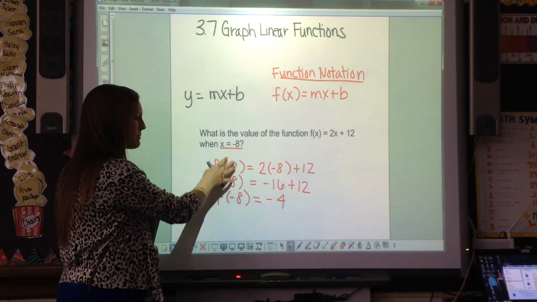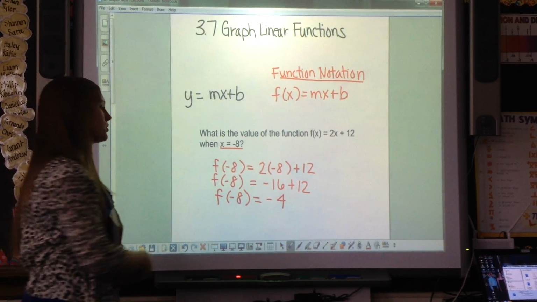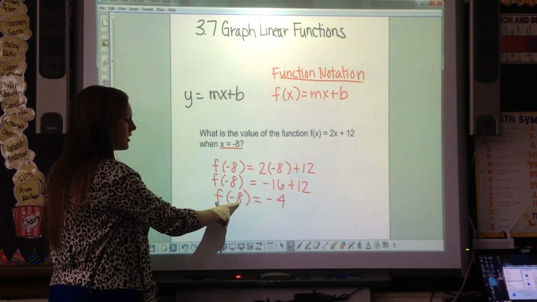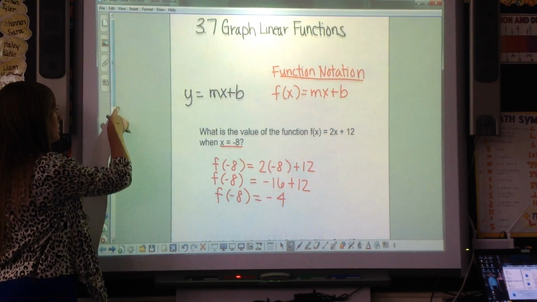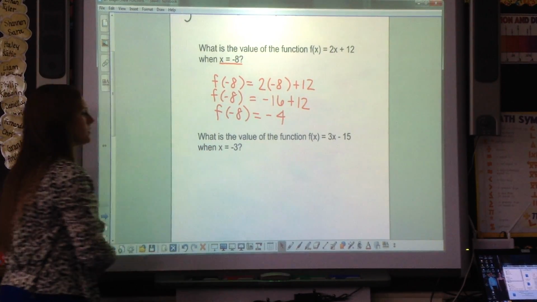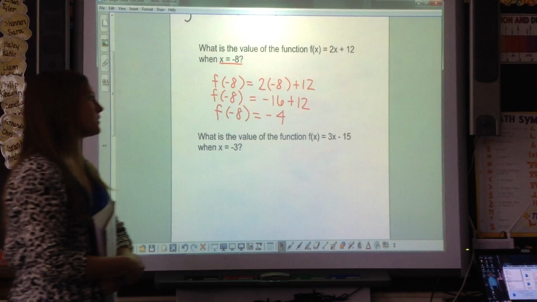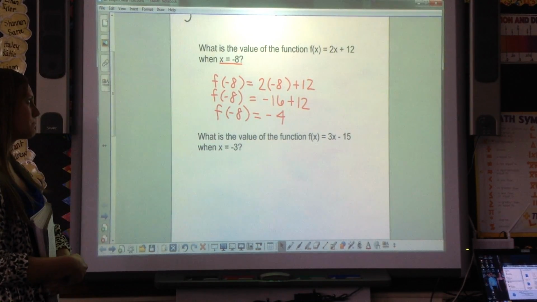Notice I didn't do any math with this over here. It's just the language. It just represents what we're doing. We plug negative 8 into the function and we got negative 4. Okay, your turn. Go ahead and push pause and try this. What is the value of the function f of x equals 3x minus 15 when x equals a negative 3?